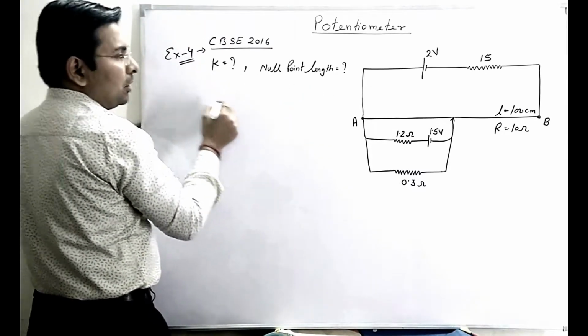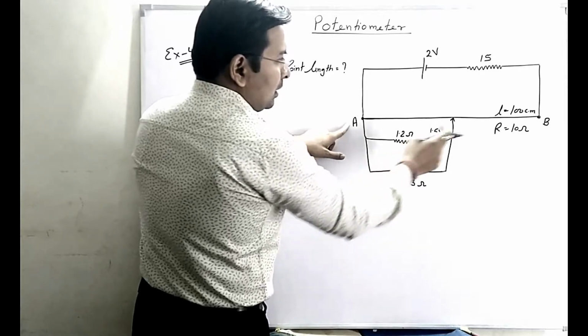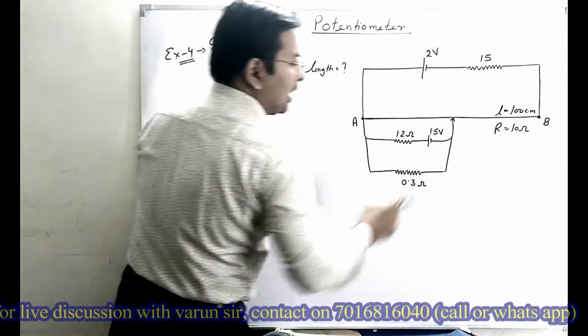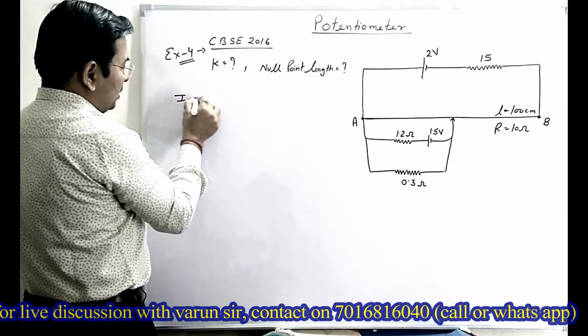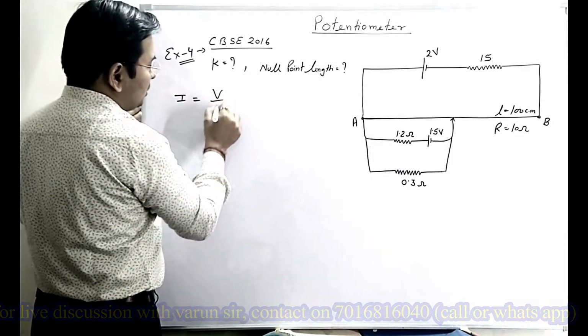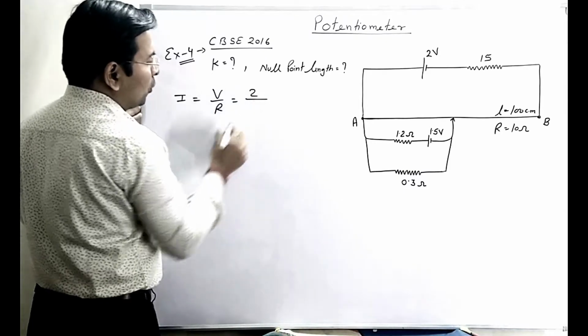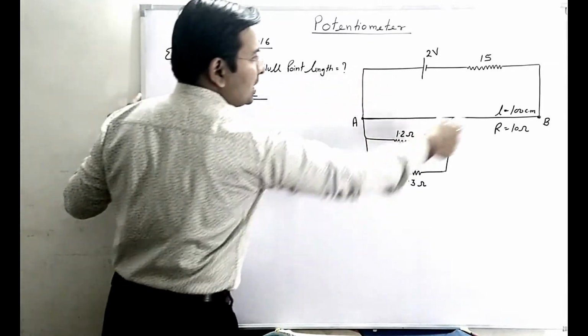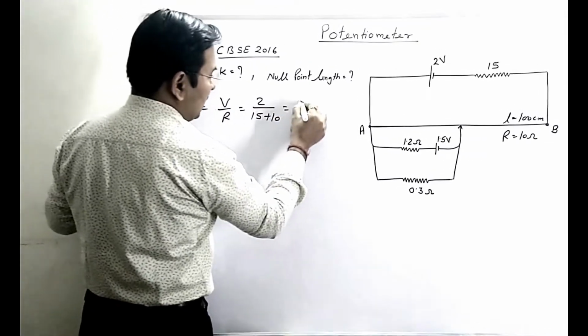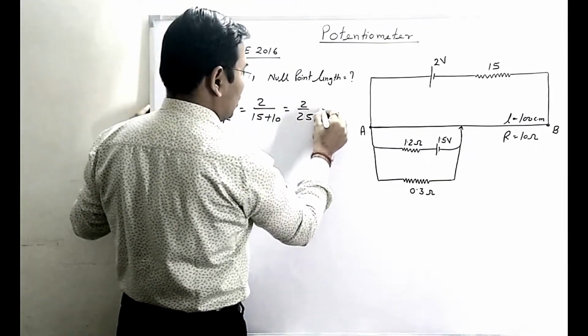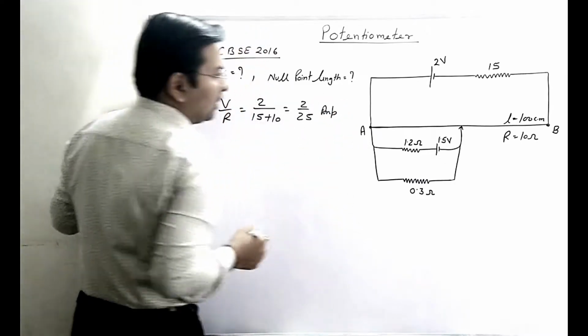So again, first of all we will calculate the potential drop across the wire AB. For that, I equals V upon R. So 2 volt is applied, and the net resistance of this circuit is what? 15 plus 10. So this is 2 upon 25 ampere.